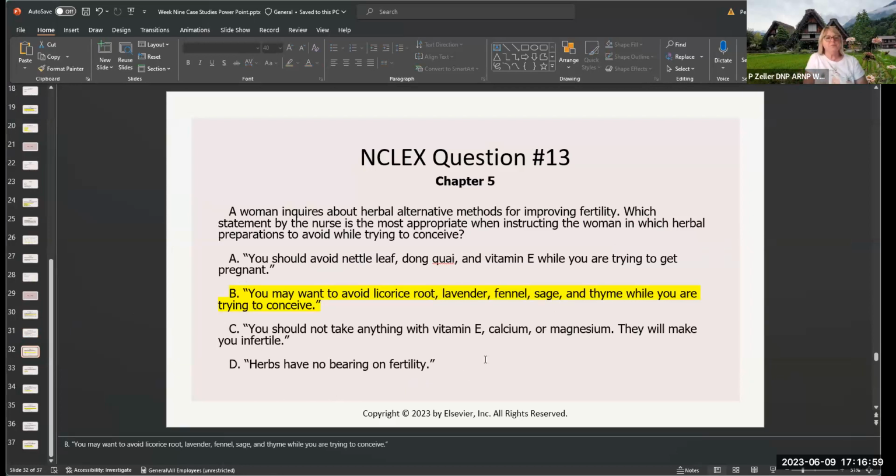This one I didn't know. A woman inquires about herbal alternative methods for improving fertility, and your book talks about this. So which herbal remedy should be avoided while trying to conceive?